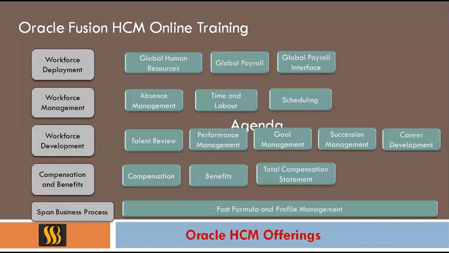Now let's move on to the HCM online training. Oracle Fusion HCM has different modules as we discussed initially. The modules are global human resource, payroll, absence management, talent management, benefits administration, compensation management. You have recruitment cloud, and you have learning management. A lot of modules are there. As a part of this training, we are covering global human resource, which is employee administration, payroll, salary management, and then absence management and talent management.